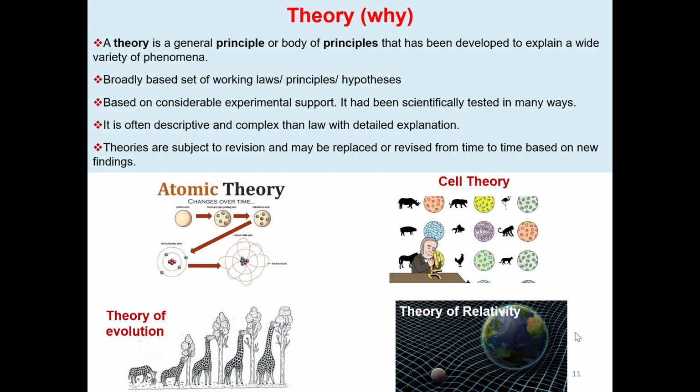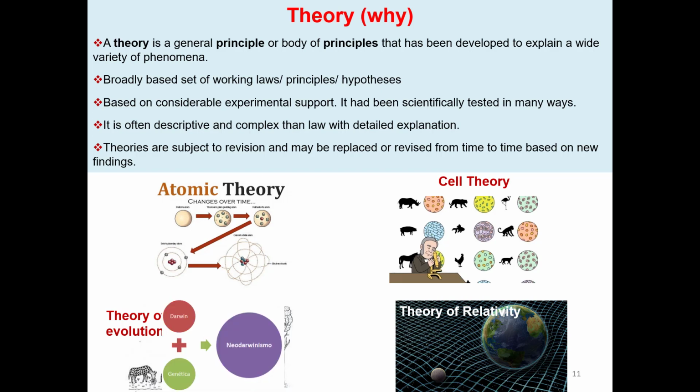In that case, because of the experimental results, it was needed to change the atomic model through time. One more is the theory of evolution, and now because of the evolution of genetics, they combine the theory of evolution and genetics, and there is a more general theory which is called neo-Darwinism. Two more examples which explain a wide variety of phenomena are the cell theory and the theory of relativity.